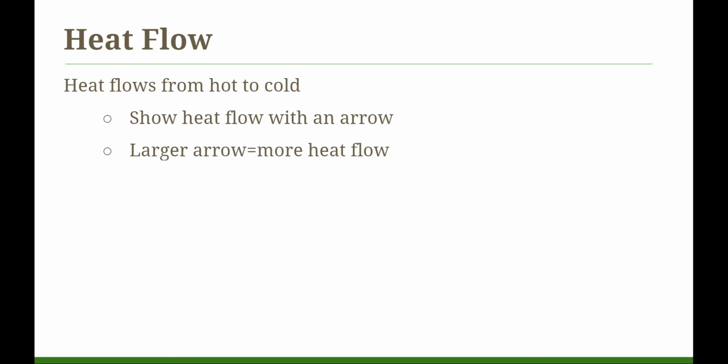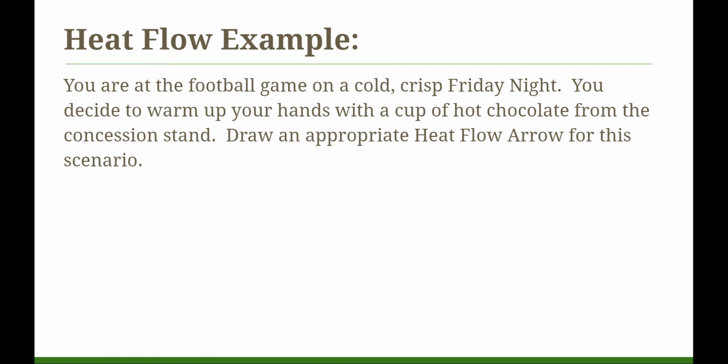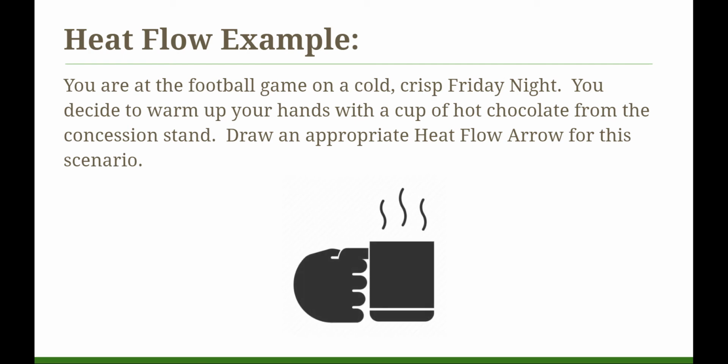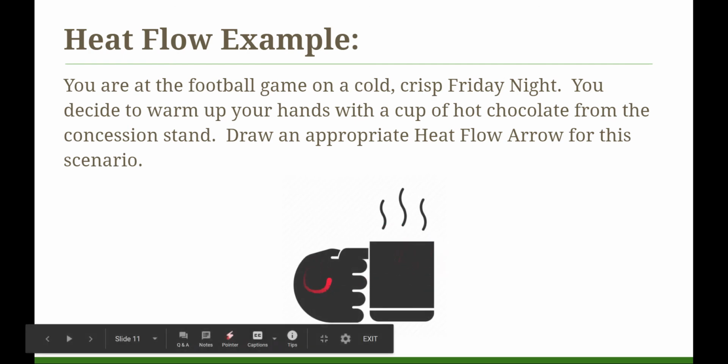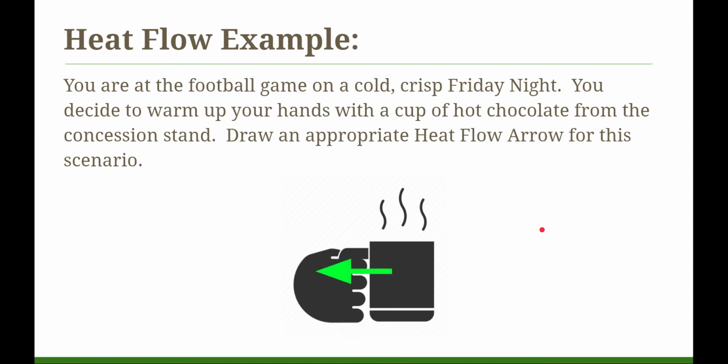If we take a look at an example, let's say we're at a football game on a cold night and we want to drink some hot chocolate. We have the hot chocolate and then the normal temperature hand. Maybe your hand is cold because it's cold outside. So if we want to show heat flow, we know the heat will transfer from the hot object to the cold object. So heat will always go from hot to cold. So we would just show that with an arrow. And that's what we mean by show the heat transfer.